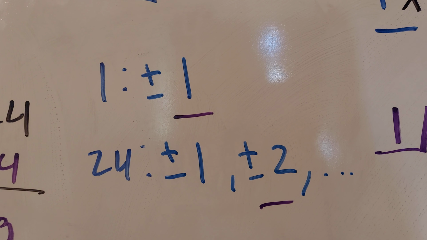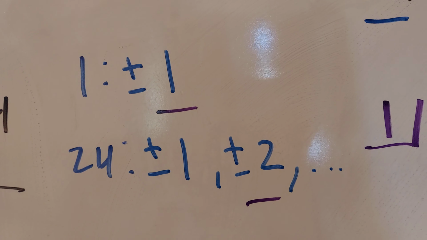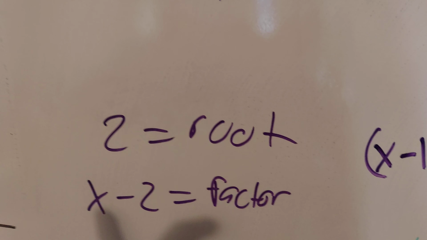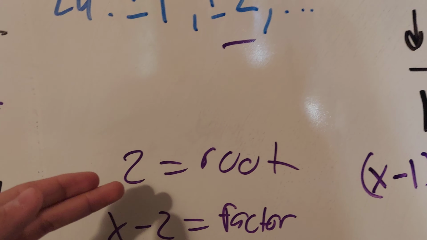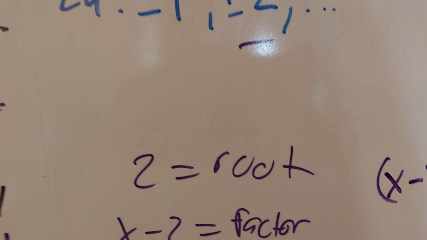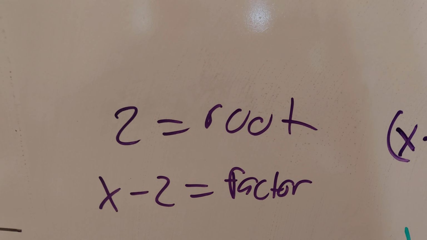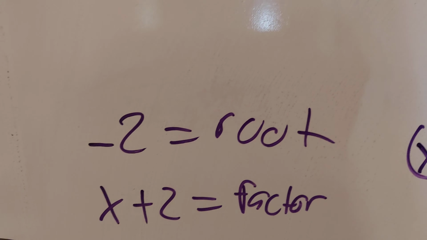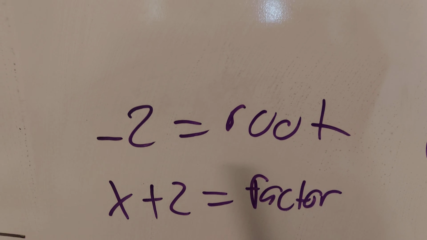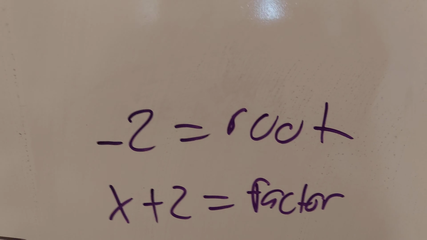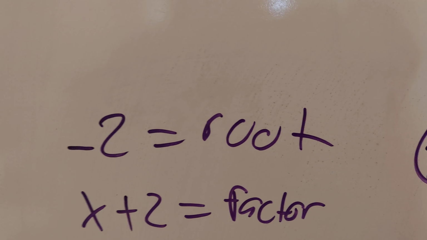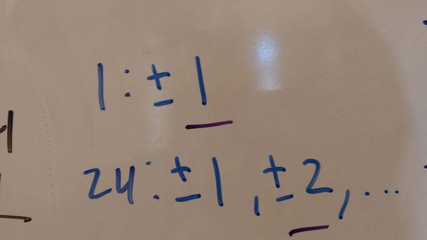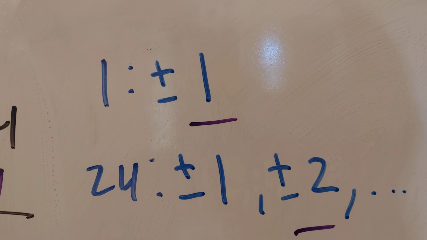So now that we have our factors, something to keep in mind is that this is considered to be a root. So for example, if we chose 2, then that would be our root. And the corresponding factor would be x minus 2. But what if we chose negative 2? Then the corresponding factor would be x plus 2. So that's just something to keep in mind. So we're going to be choosing 1 and 2 for this example right here.